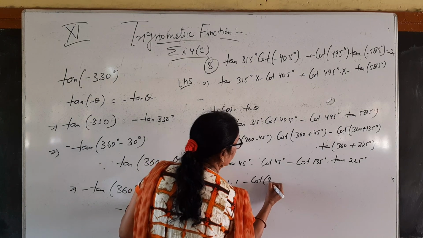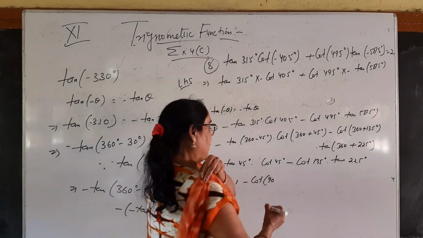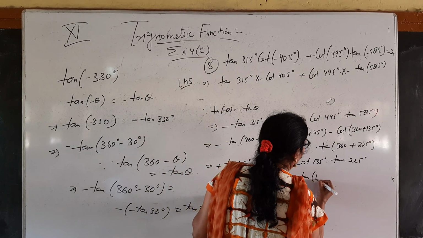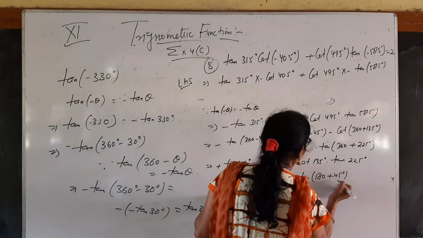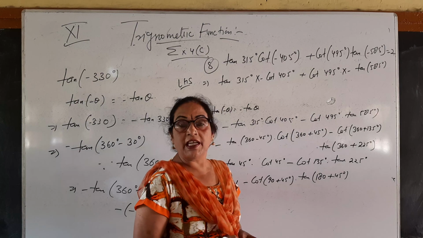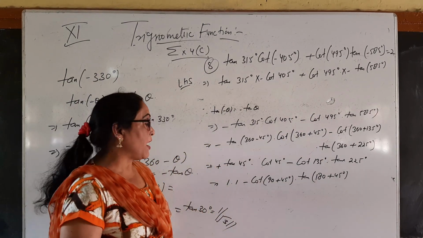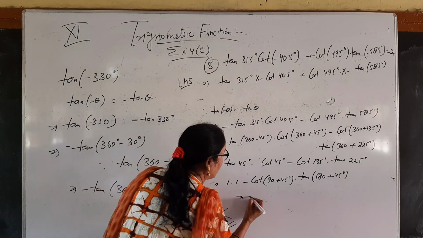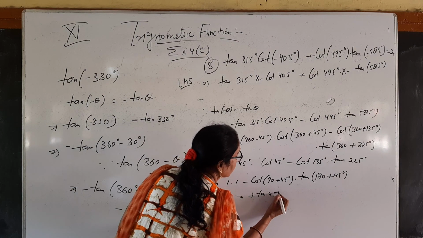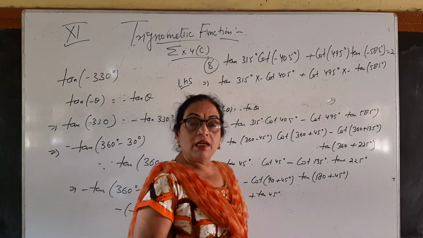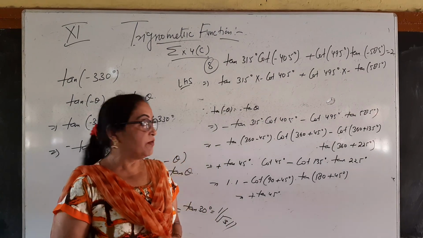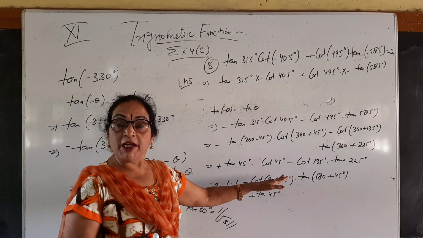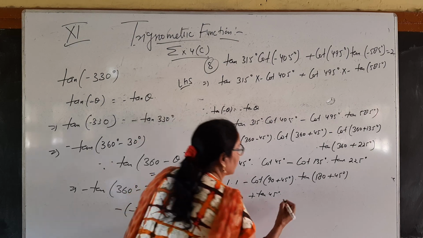cot 135 degree can also be written as cot 90 plus 45 degree into tan 180 plus 45 degree. Now cot 90 plus theta is minus tan theta. So it will become plus tan 45 degree. Similarly, tan 180 plus theta is tan theta. So here you will get tan 45 degree.